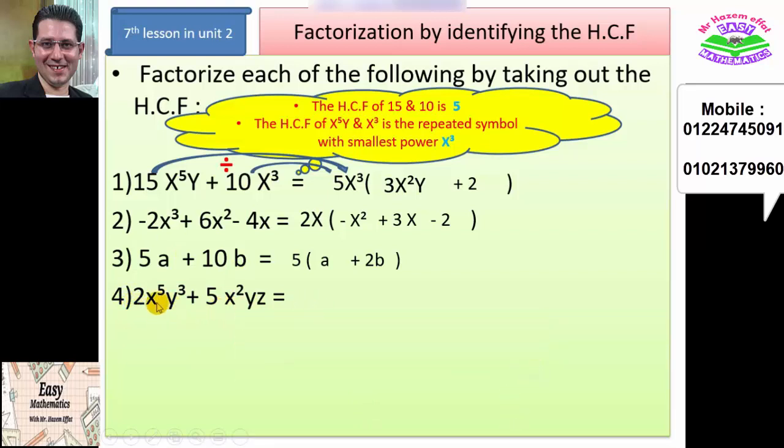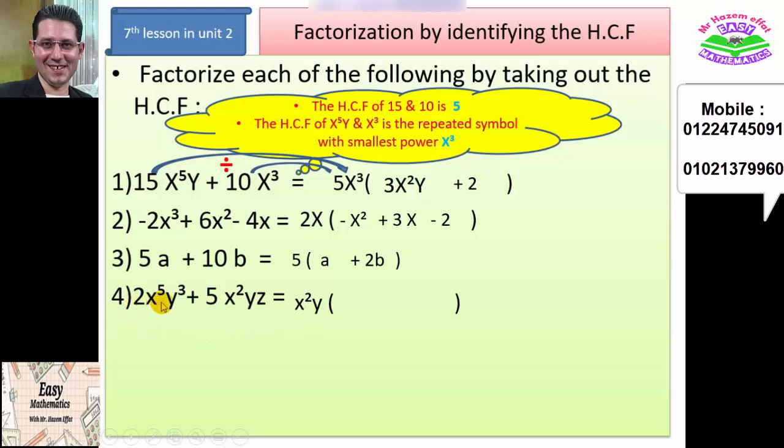And for the symbols, we have here x^5 and here x^2. We take the repeated one with the smallest power, so we take x^2. And we have here y^3 and here y^1, so we must take the repeated symbol with the smallest power. It will be y^1. We have here z and we haven't any z in the other term, so the HCF equals x^2 y. This is only the HCF. Open two brackets and divide each term by x^2 y.